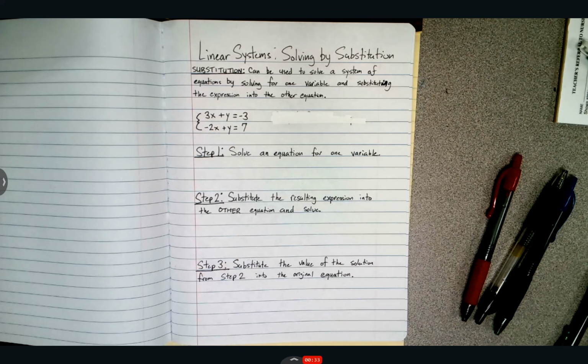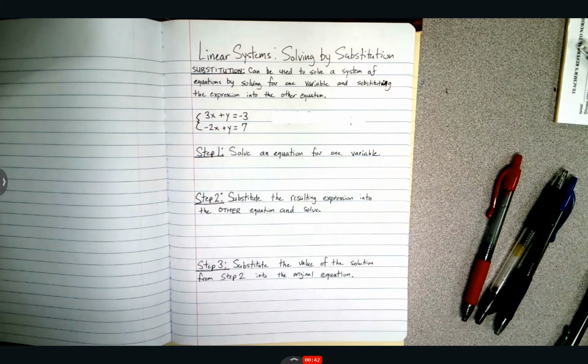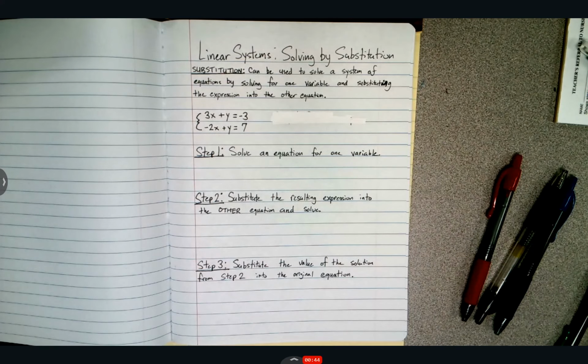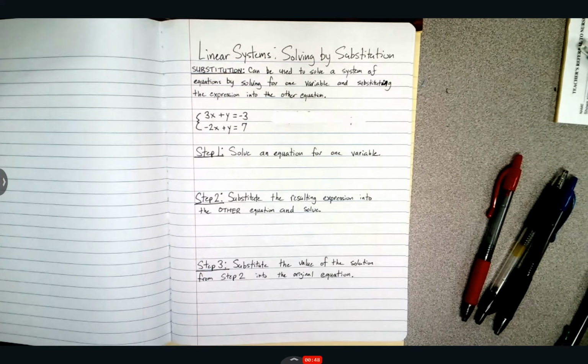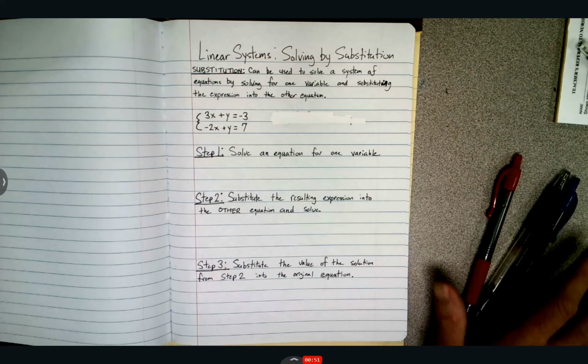Essentially what both of these equations in this system here, 3x plus y equals negative 3, and negative 2x plus y equals 7, they're both linear equations. So if you graph them, they both form lines on the grid. And if you graphed both of these lines, both of them would intersect at a certain point, and that point is the solution to the system of equations.